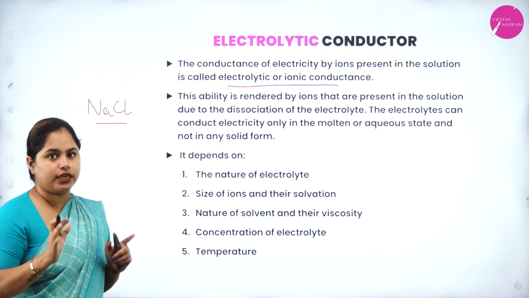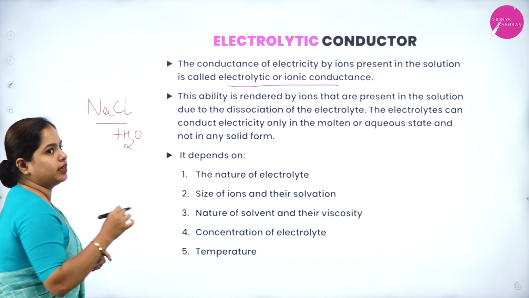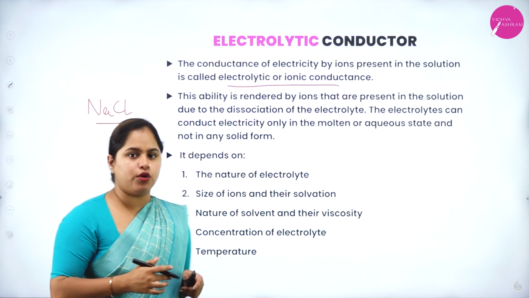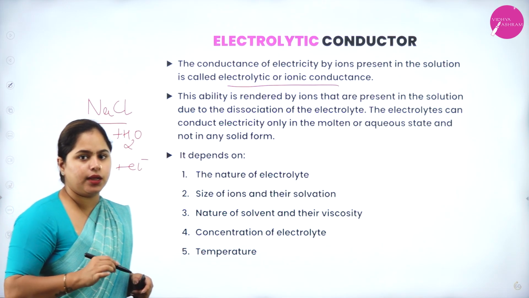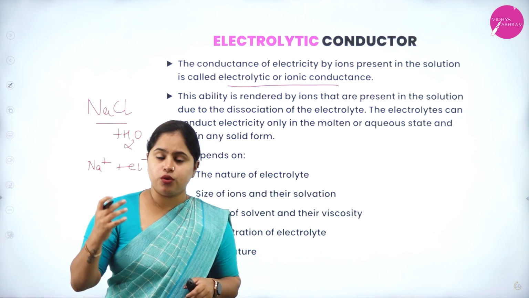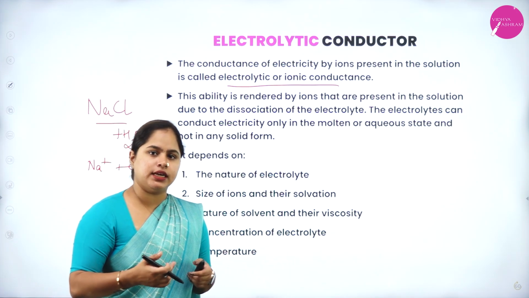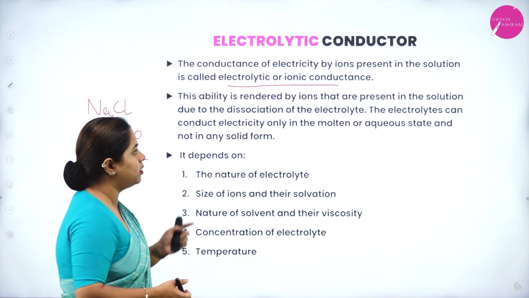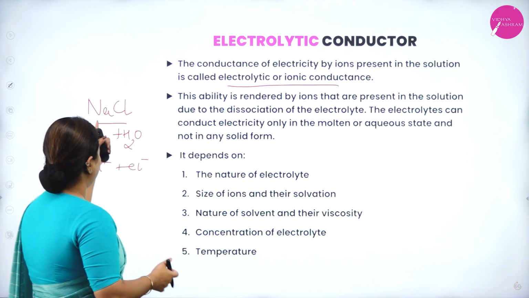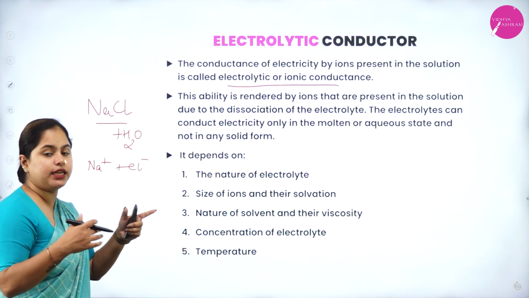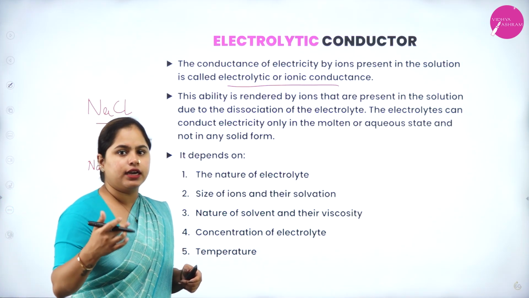In its solid state, it will not conduct electricity. But if we take sodium chloride in aqueous state, that means in the presence of water, what is going to happen? Na plus and Cl minus ions will be there. Yes or no? Na plus and Cl minus ions will be there. So due to the presence of these ions, it will conduct electricity. So that is called electrolytic conductors, right? Now this ability is rendered by ions that are present in the solution due to the dissociation of electrolyte. So this NaCl, when it is present in water, that is in aqueous state, it will dissociate into Na plus and Cl minus ions. Because of these ions, conductance will happen.